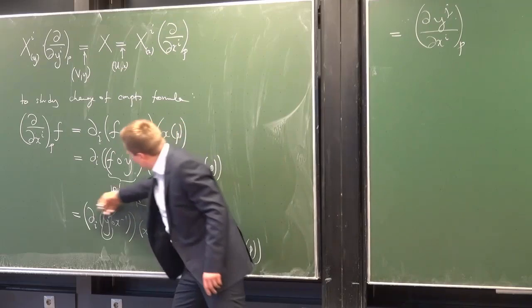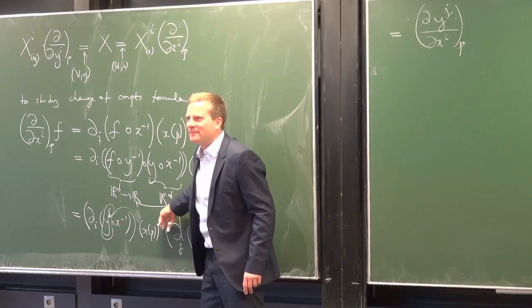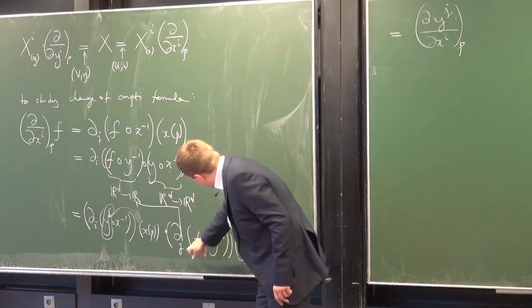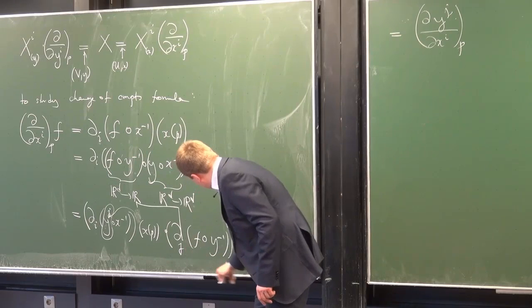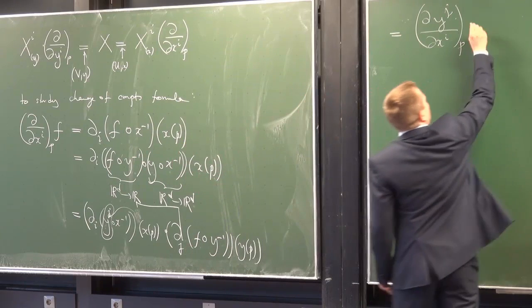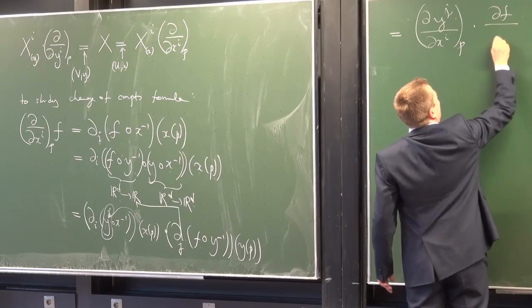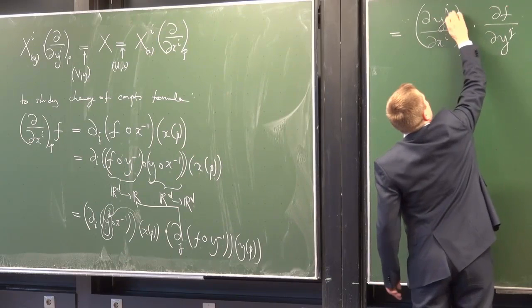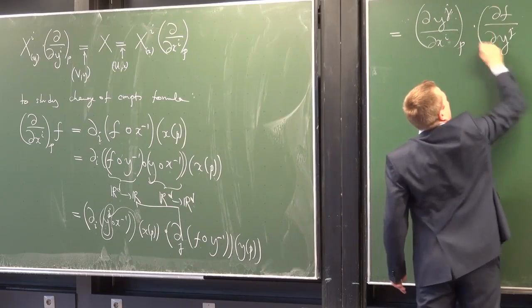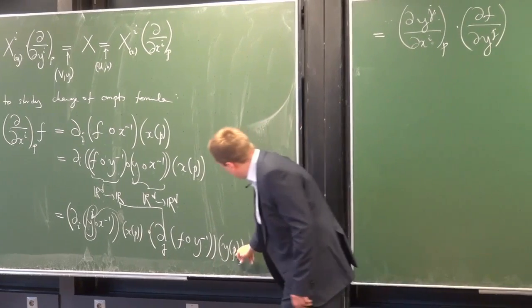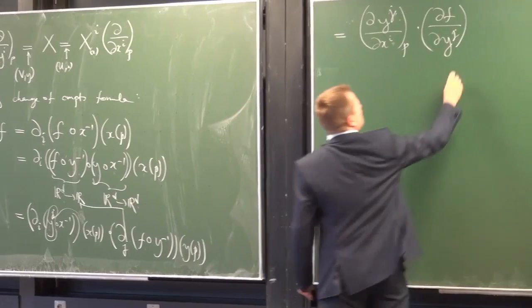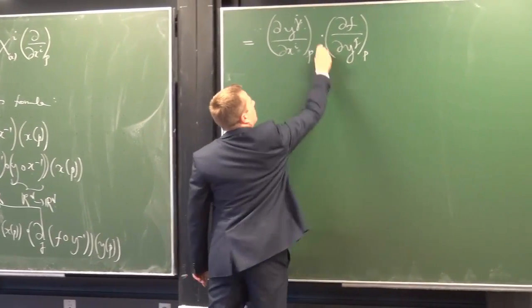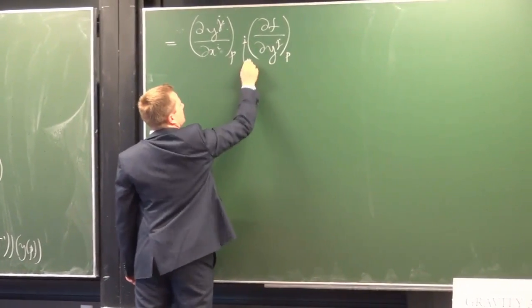For this object, we can also use our symbol. And now you look at this and you say, f after y inverse, j, and so on. This is also our symbol. This is df, but now with a y instead of an x. So this is a j, and this is an i, at the point P, because that's what the symbol is. And where is this here? Well, that's a real number.